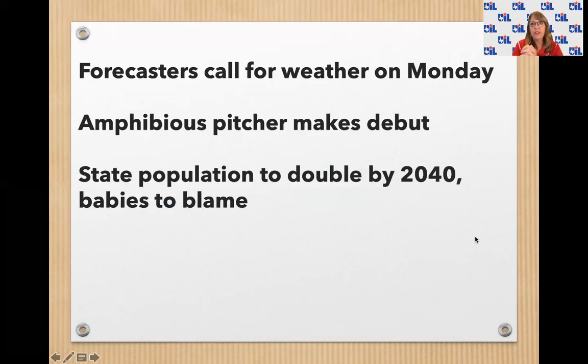"Forecasters call for weather on Monday." Ooh, they went out on a limb there, didn't they? "Amphibious pitcher makes debut." So I'm guessing he looks like a fish. I don't know. Should be ambidextrous. "State population to double by 2040. Babies to blame." Dang those babies.